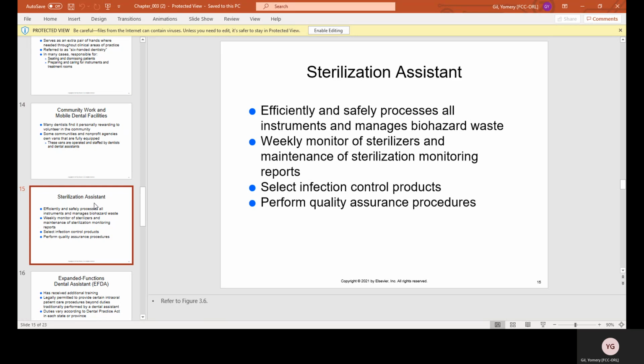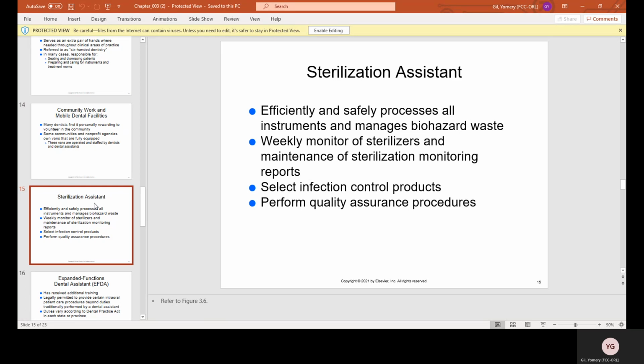They're also responsible for weekly monitoring of sterilizers and maintenance of sterilization monitoring reports. So when you get into the office, you will learn that there are these little tests that you put inside the autoclaves, and you run the autoclave with that little test strip inside. This will tell you if the autoclave is running the way that it's supposed to, so that you know your instruments are being sterilized the way they're supposed to. And these things are done about once a month.